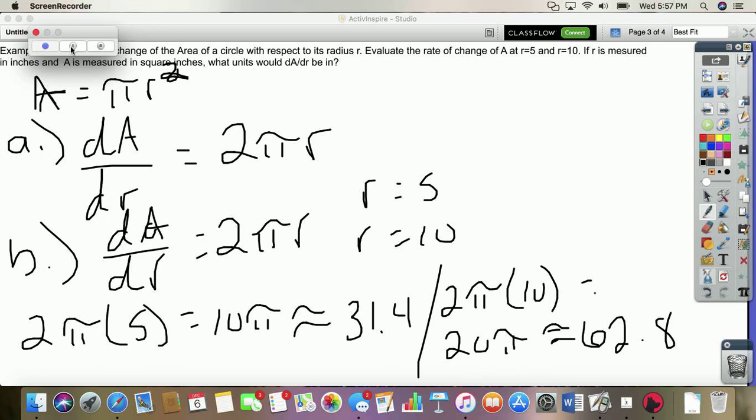But we were saying down at the end that we're talking about our units for it. Appropriate units for dA/dr are square inches of area per 1 inch of radius, okay?